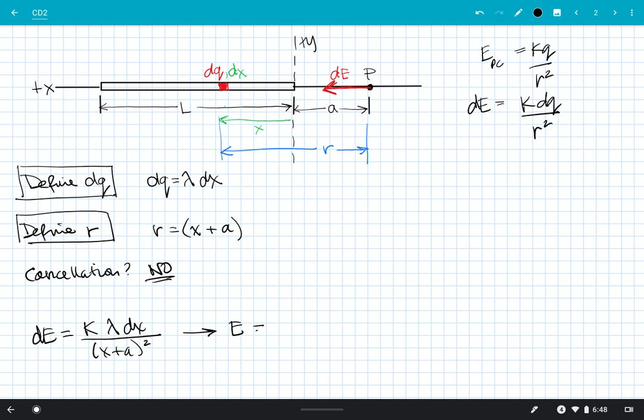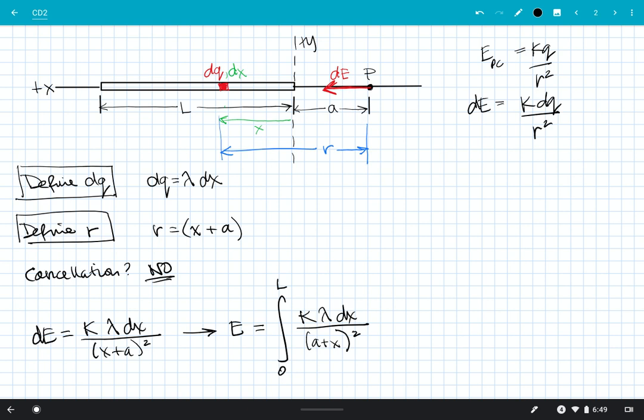I would get then E is equal to k lambda dx. The k and lambda could be pulled out front there, over a plus x quantity squared. And when I look at my limits there, remember that we are writing this in terms of x. So where do we start summing? Where do we stop summing? We start summing at x equals 0. We stop summing at x equals L for this particular choice.